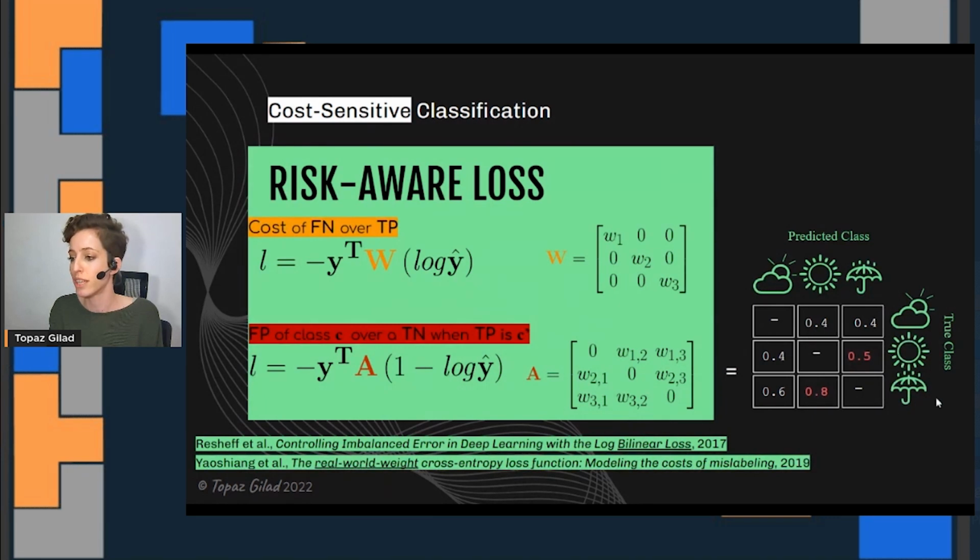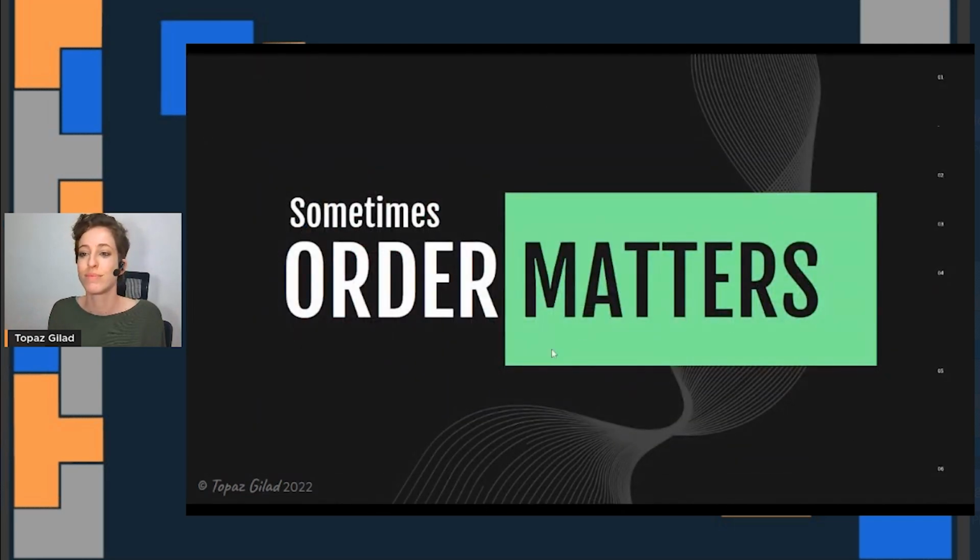So for example, if the true class was rain, but we said it's sunny, we can give it a higher risk than the others. Note that it doesn't have to be symmetrical, because if we predicted sun and in fact it was rainy, then people will be outside without umbrellas, getting all wet, and they will be mad at us. But if we said that it's going to rain, but eventually it was sunny, then everyone's pleasantly surprised and no harm is done. So it doesn't have to be symmetrical.